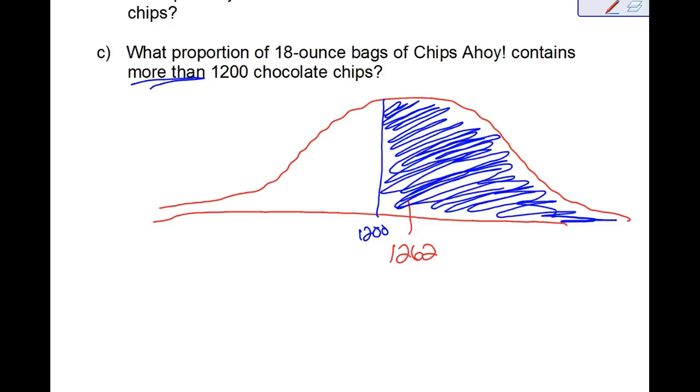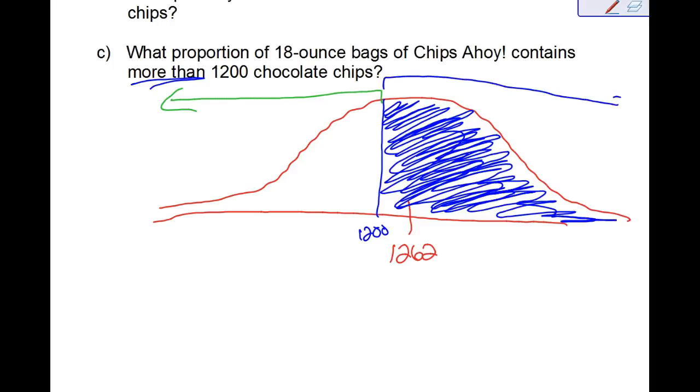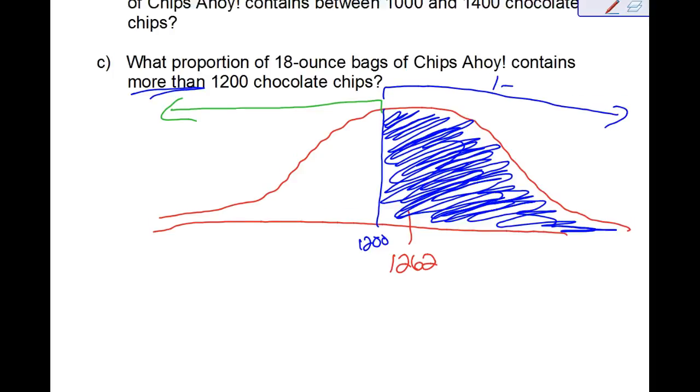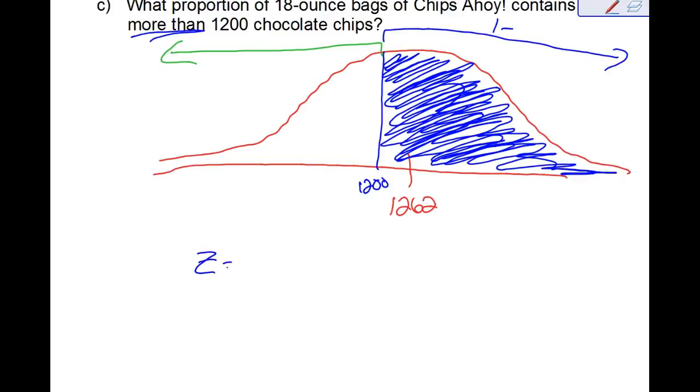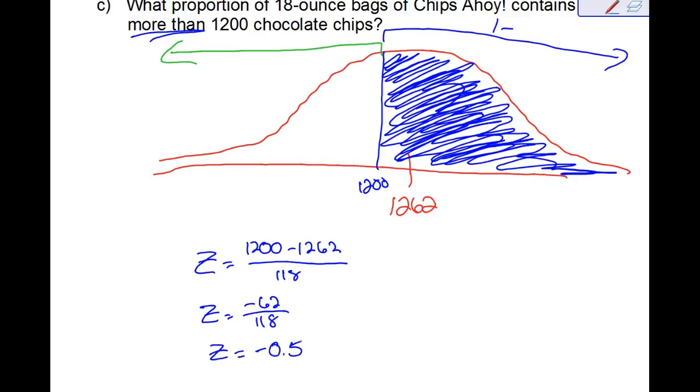Now recall, we can do the right one of two ways. We can either take 1 minus, because remember your table is going to give you over here, and so we're going to take 1 minus that value, or you can look up the opposite sign. Either way. So I'm going to find the z-score of 1,200 minus 1262 divided by 118, and that's going to give me a negative 62 divided by 118, and rounding properly, that's going to give me a negative 0.53.